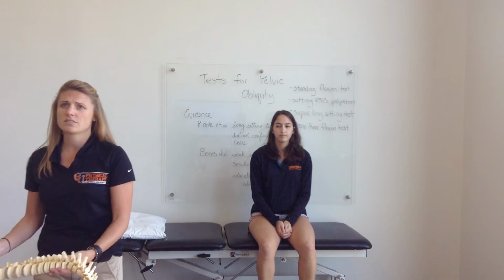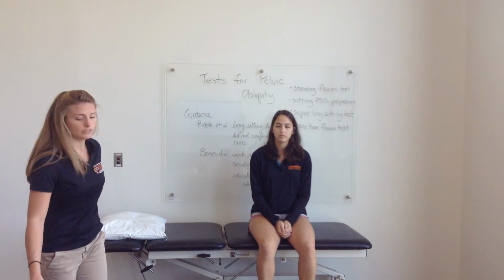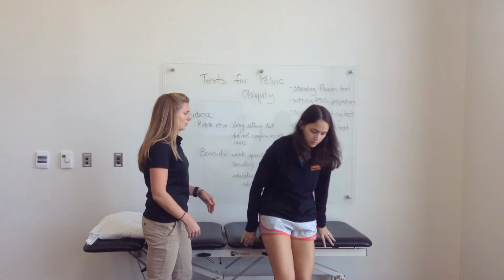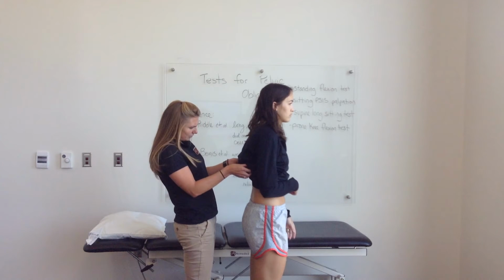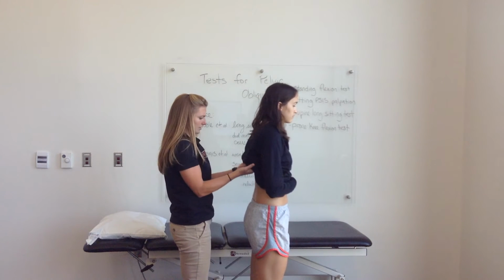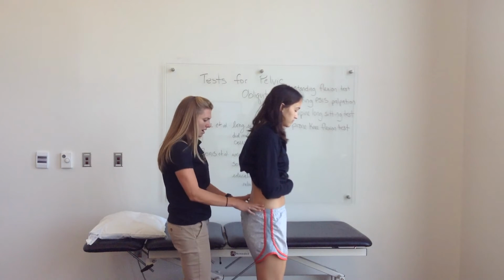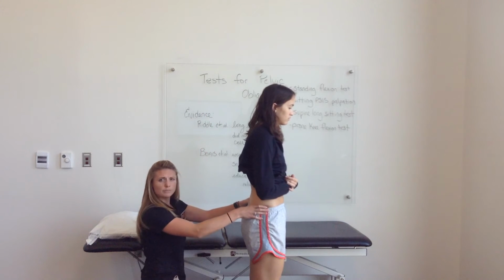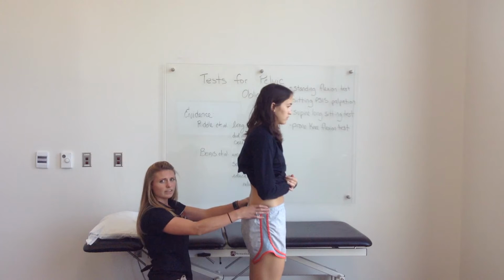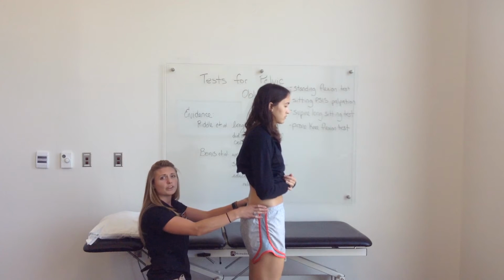So the four tests, the first one is called the standing flexion test. First you're going to start with your patient in standing, and lift the shirt and tuck it under so you can get a good look. And you're going to palpate the PSISs and make sure you're at eye level. So you're looking to see if the PSISs are level or if one side is superior to the other.